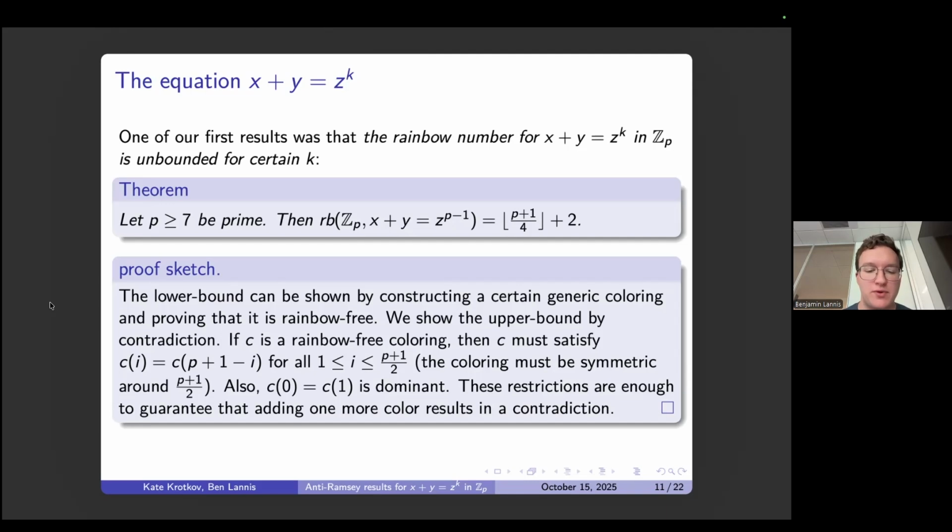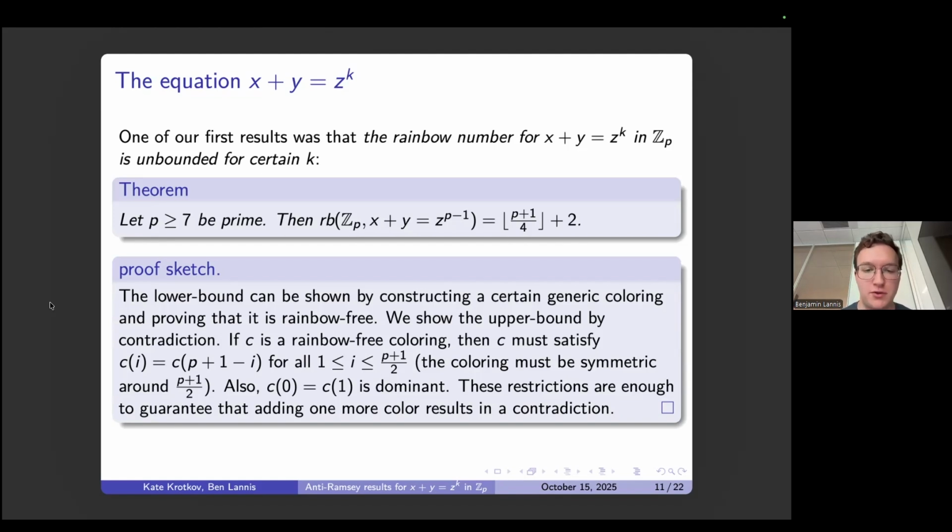Now, I'm going to briefly define what it means for a color to be dominating, but you'll notice that this concept really doesn't appear in the rest of our talk. And this is because a dominating color is a tool in the literature that only exists for linear equations. So, for example, our mentors and collaborators, when they studied the Sidon equation, made extensive use of the fact that there exists a dominating color.